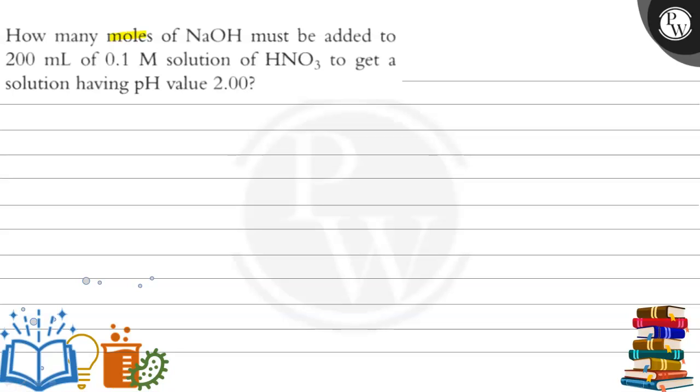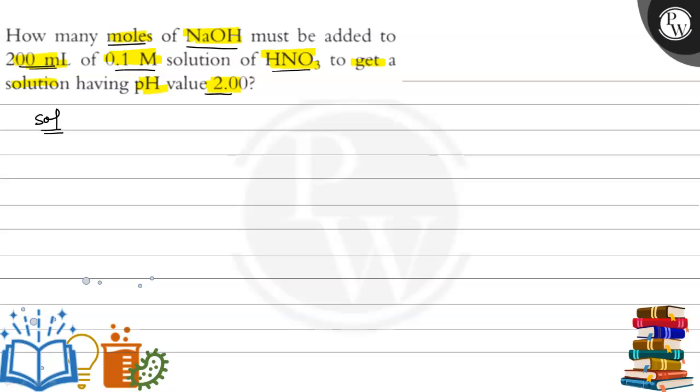So the question says: how many moles of sodium hydroxide must be added to 200 ml of 0.1 molar solution of HNO3 to get a solution having pH value of 2.0? In this question, we have to find the number of moles of sodium hydroxide that can be added to 200 ml of 0.1 molar solution of HNO3 so that we get a solution whose pH value will be 2. So let's start doing the question.